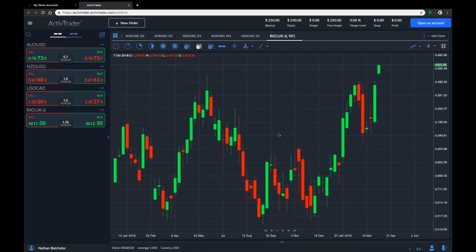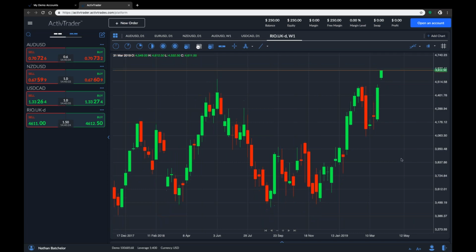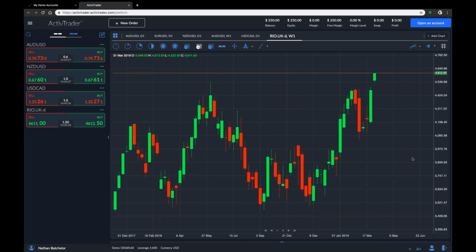You can trade Rio Tinto not only here, but on the London Stock Exchange, the Australian Stock Exchange, ASX, and the NYSE. You'll find Rio Tinto as part of the FTSE 100 as well. So a large company. So a good bellwether signal on how well the mining industry is doing.